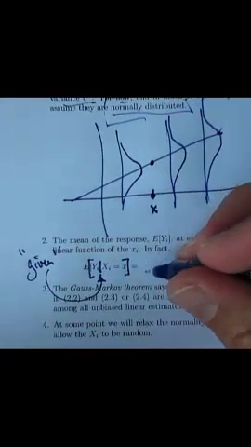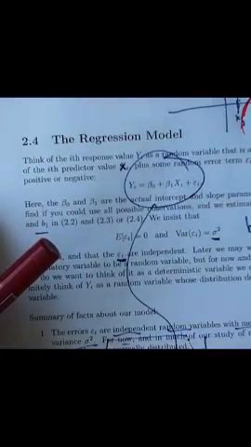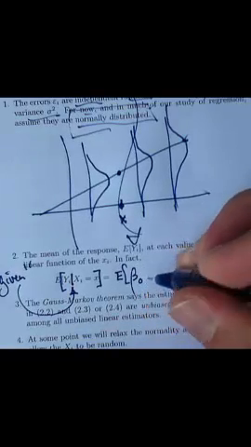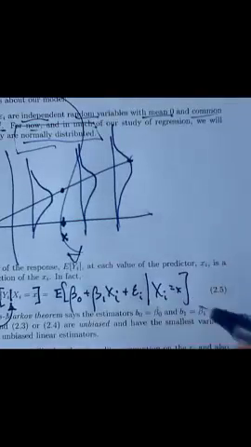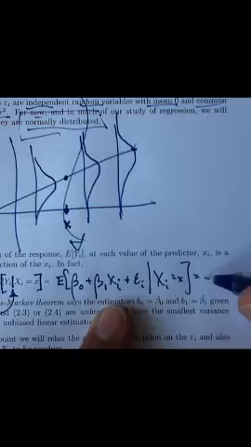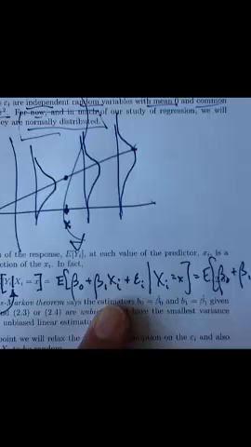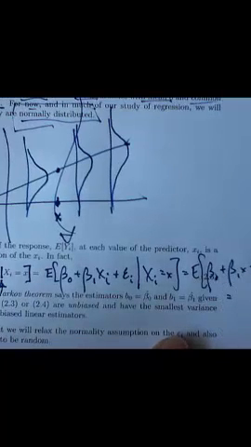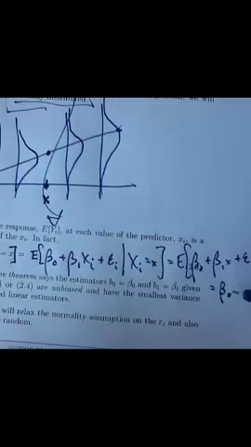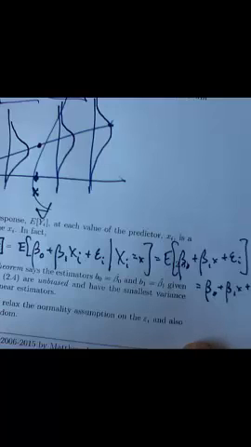This is due to the fact that if I substitute this down into there, I get the expected value of beta naught plus beta 1 xi plus epsilon i, given xi equals x. Well, if xi equals x, then I can just replace the xi with x. And this is the expected value of beta naught plus beta 1 times little x plus epsilon i. The expected value of a sum is the sum of the expected values. Beta naught is a number; we might not know it, but it's just a number. And beta 1 x is just a number. The only random thing there is the epsilon i. And what is the expected value of epsilon i? It's 0.